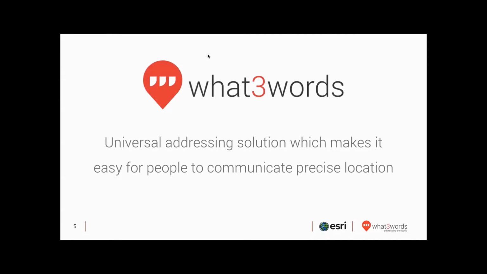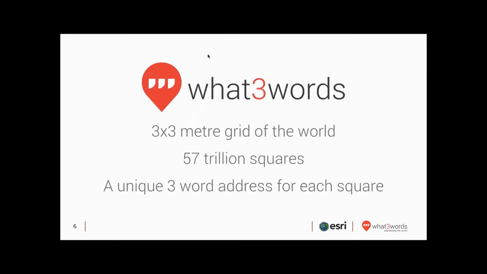What 3 Words is a universal addressing solution which makes it easy for people to communicate precise location when a street address won't do or when they haven't got a street address. So this translation between lat long and 3 words, how have we done it? Well, the way we've done it is we've made a grid of the world. So we've chopped the world into an imaginary grid, and that's made out of squares which are 3 meters by 3 meters.